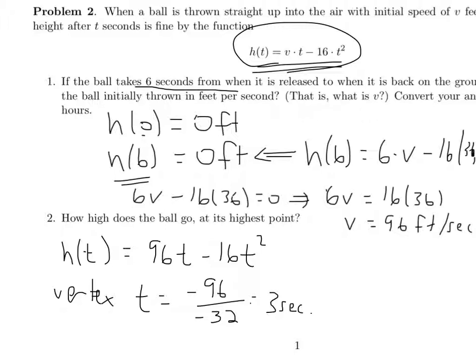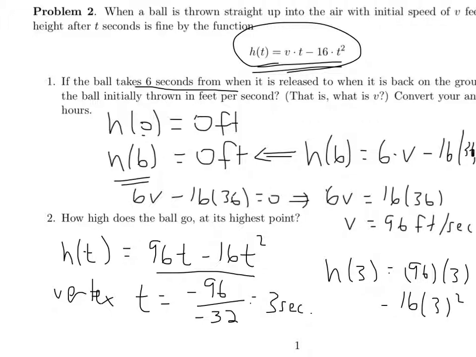How high is it at that point? That's just h of 3. And again, using the real formula that I have here, that's 96 times 3 minus 16 times 3 squared, which I believe is 144 feet.